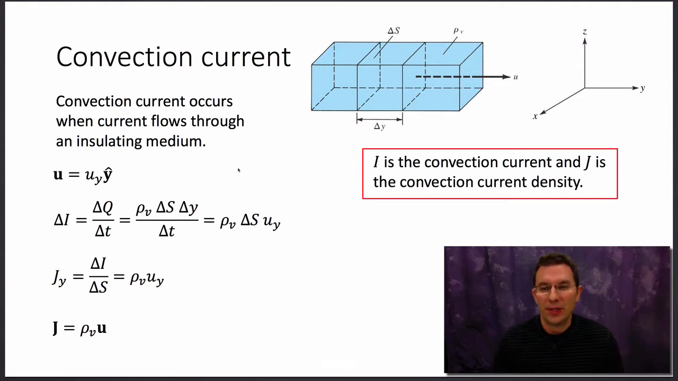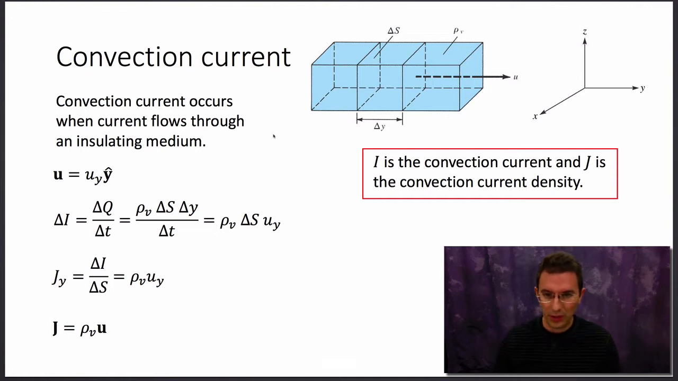There are two basic kinds of currents that we encounter. One is called convection current, and the other is called conduction current. Convection current occurs when current flows through an insulating medium. I think the best example of a convection current is a moving charged fluid. If you have a fluid that contains ions and is simply moving from A to B, you're going to have a convection current.